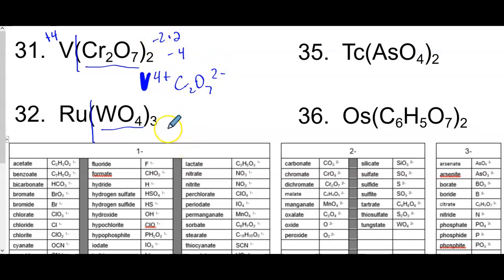Okay. All right, here we split it. We look up the unit. WO4 is a minus 2. So minus 2 times 3 of them. This 3 outside the parentheses says I have 3 of what's inside the parentheses. So that's a minus 6. So this must be 6 plus, and there's 1 of them, so it stays as 6, so it's Ru 6 plus and WO4 2 minus.